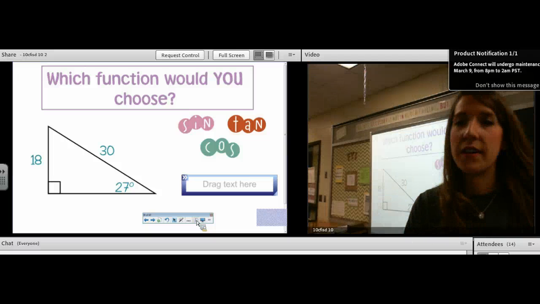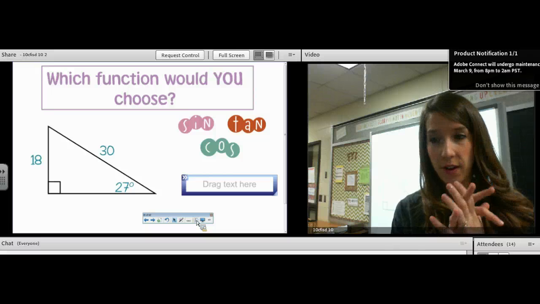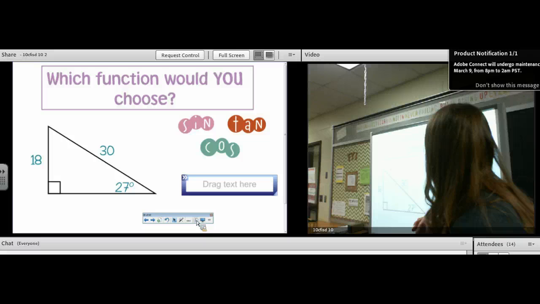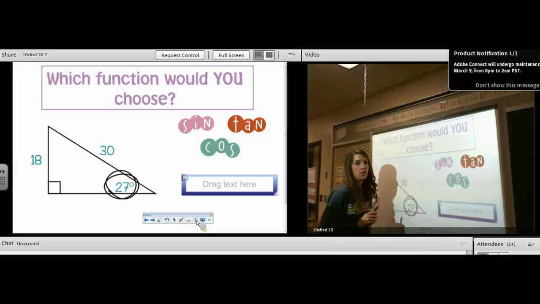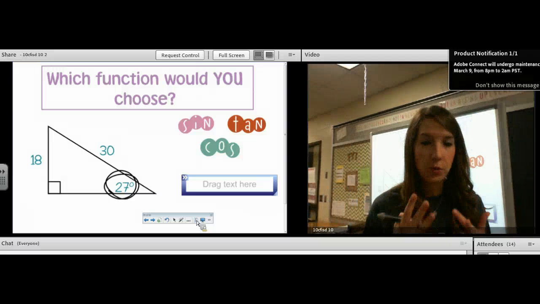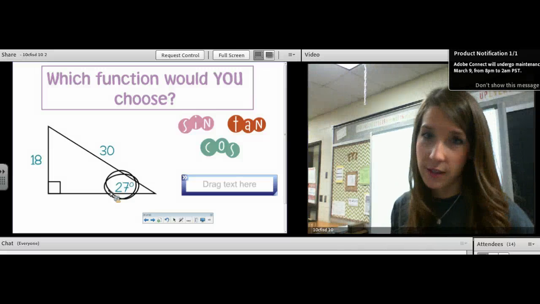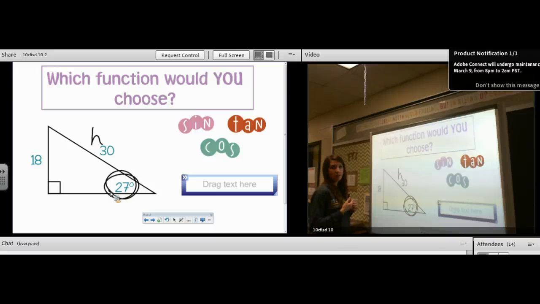And first of all, instead of solving problems, I just want to practice choosing the right trig function. So let's just practice choosing the right one. Now, what you're going to do each time is first you're going to examine your angle, because that is your reference angle. That's what you're referencing. Okay? Then I want you to label whatever you've got. I know that 30 is the hypotenuse, so I'm going to put H for hypotenuse. I know that 18 is opposite, so I'm going to put an O for opposite.